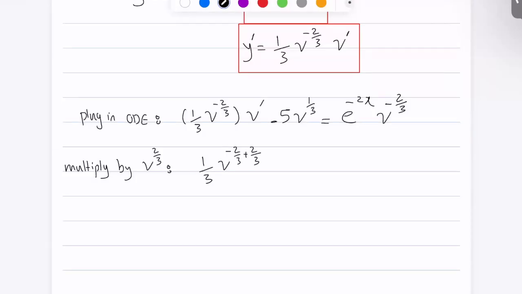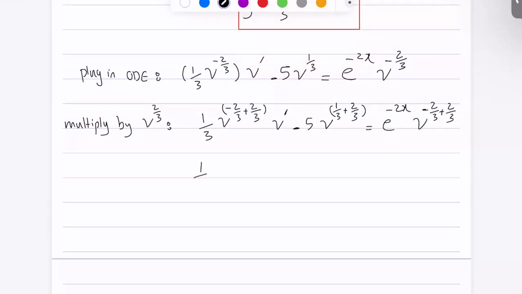negative 2/3 plus 2/3. So that's just going to be 1, times v prime, minus 5 v to the 1/3 plus 2/3, equals e to the negative 2x times v to the negative 2/3 plus 2/3. And this is turning into a much simpler equation because this is all 0. So v to the power of 0 is just 1.